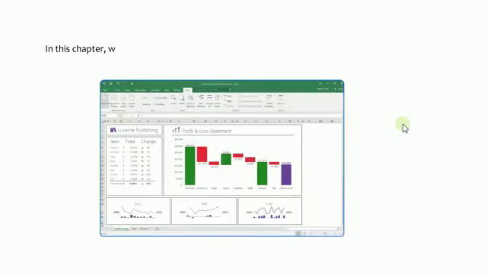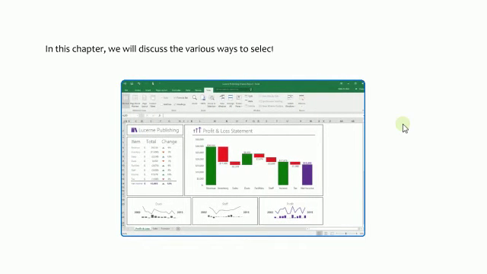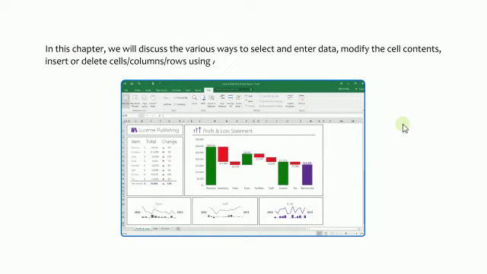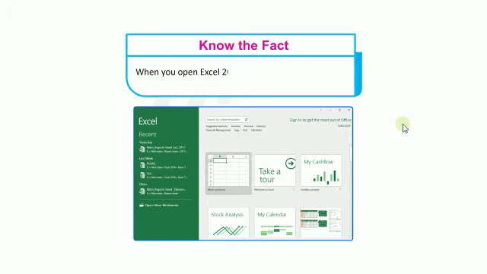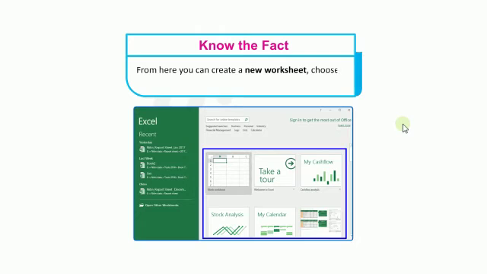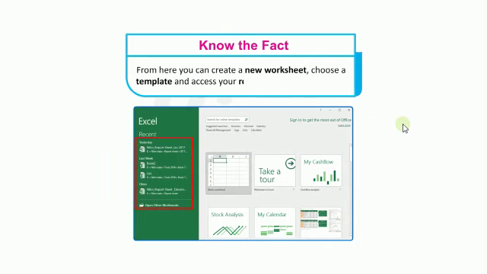In this chapter, we will discuss the various ways to select and enter data, modify the cell contents, insert or delete cells or columns or rows, using autofill and flash fill feature in MS Excel 2016. Students, note the fact when you open Excel 2016 for the first time, the Excel Start screen will appear. From here, you can create a new worksheet, choose a template and access your recently edited workbooks.